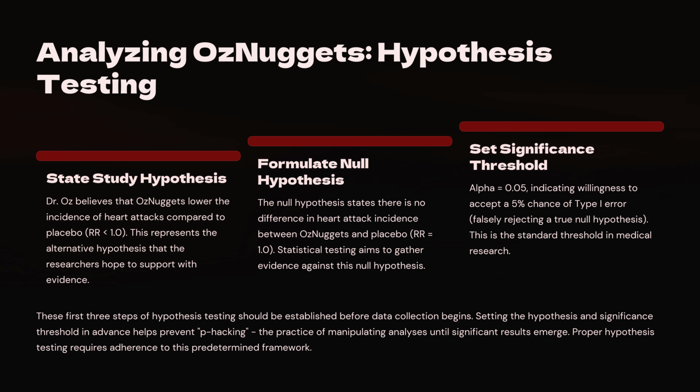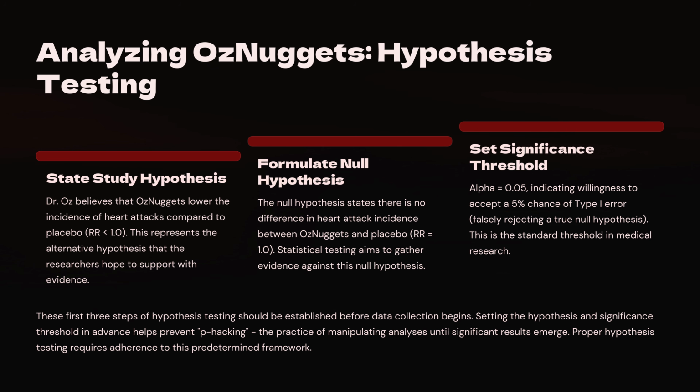The null would be there is no difference, which is the next step. So we formulate the null, which would be a relative risk of 1.0. There's no difference between placebo and Oz nuggets. And then we need to set a significance threshold, which in medical literature we generally always set to an alpha of 5% or 0.05.